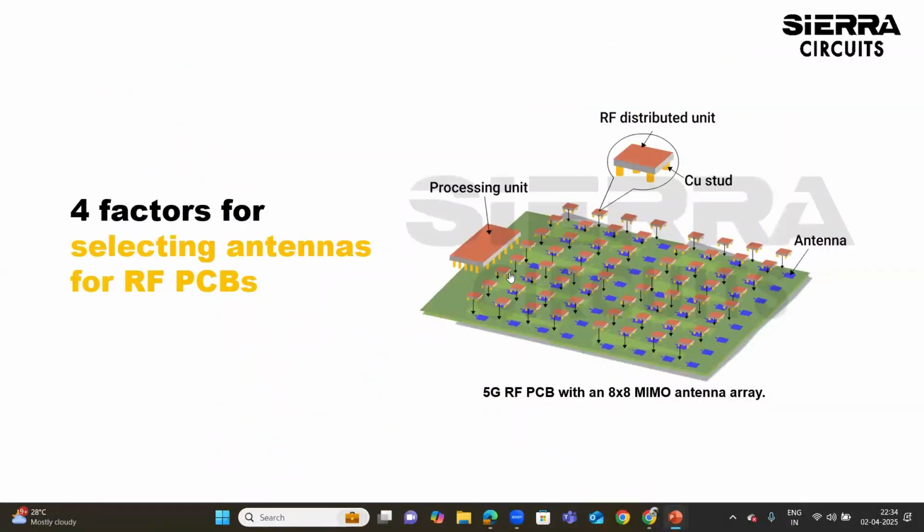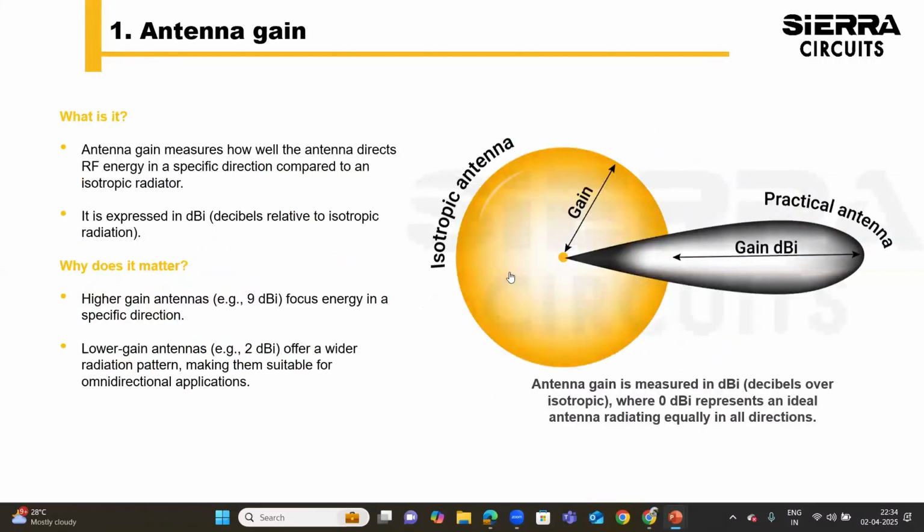So now let's get to the core topic. We'll be discussing the four factors for selecting antennas for RF PCBs first. The first factor is the antenna gain. Antenna gain measures how well the antenna directs RF energy in a specific direction compared to an isotropic radiator. It's expressed in decibels relative to isotropic radiation.